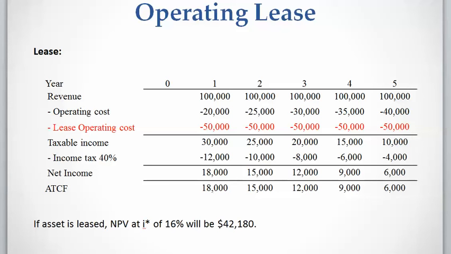And then we calculate the NPV of this after-tax cash flow, considering a 16% discount rate, which is going to be $42,180, and we can see this NPV is much higher than the purchasing of the asset, so we can decide to lease this asset and not purchase it.